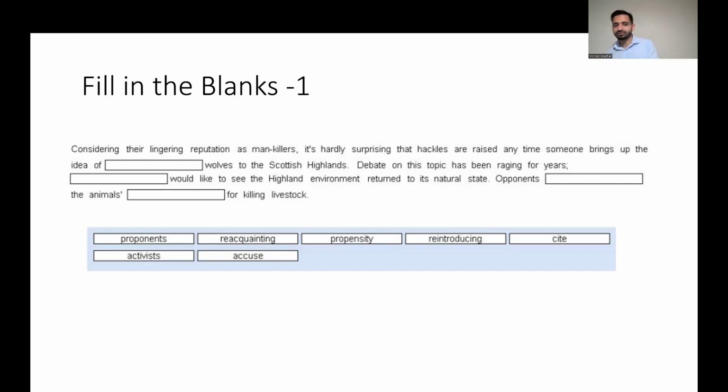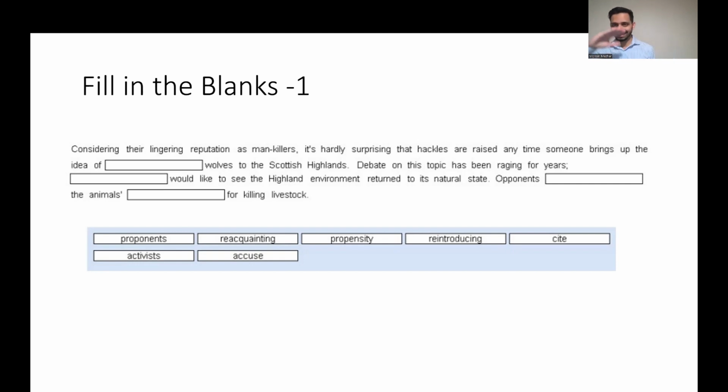And again, animals' killing propensity, isn't it? So propensity is a tendency to do something. It's kind of the behavior of doing something. So we need a noun here, don't we? We need a possessive noun. So animals' propensity, tendency, or behavior, that's what it means. Propensity, we got that right.